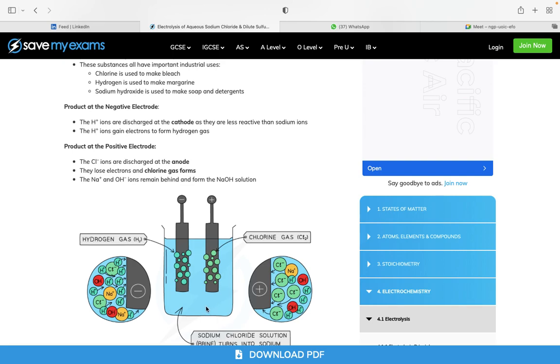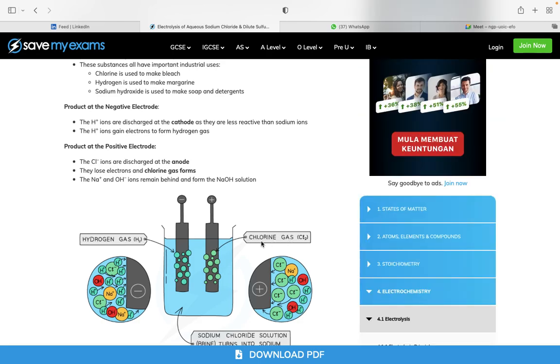One of the industrial uses of sodium hydroxide is to make soap and detergent. We collect the chlorine for bleaching. Not only bleaching, we can use chlorine for chlorination to purify drinking water. We add a little bit of it to kill germs and bacteria. The drinking water you take has a little portion of chlorine added to kill germs. The hydrogen is used for making margarine, and not only margarine, we also use hydrogen to make other things. So this is the product of this electrolysis.